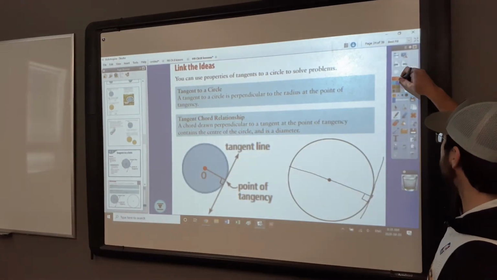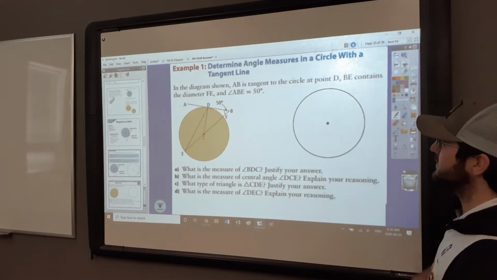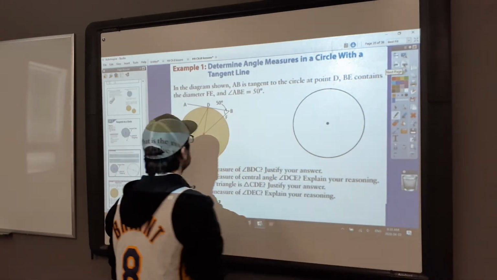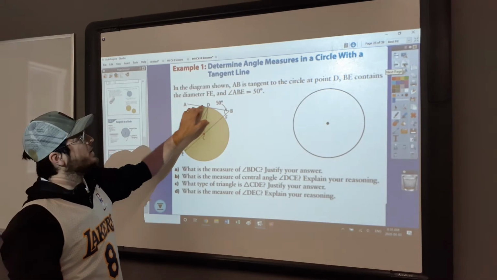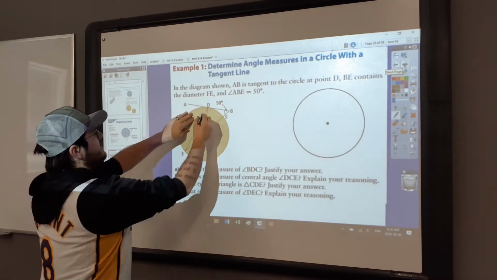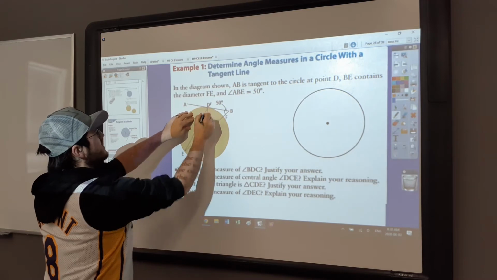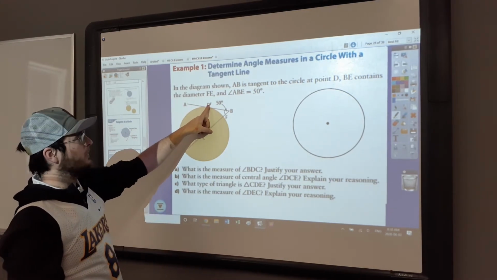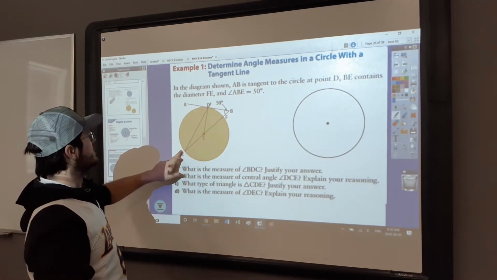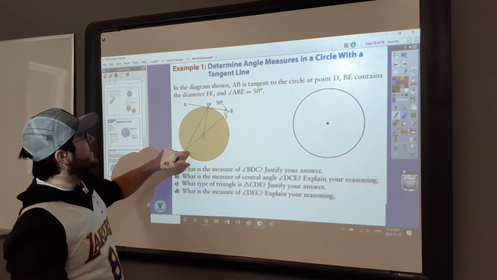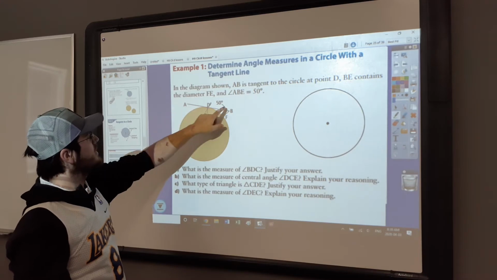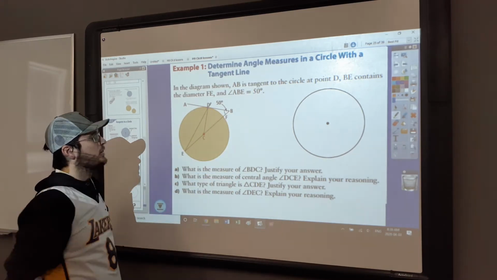Okay, so as always, looking at an example usually makes this a little more clear. In the diagram, AB is tangent to the circle, so we've got this picture here. This is a line that's running tangent at point D, so that just means D is the point that's actually touching the circle. BE contains the diameter, and angle ABE is 50 degrees, so we're showing that all in the picture.